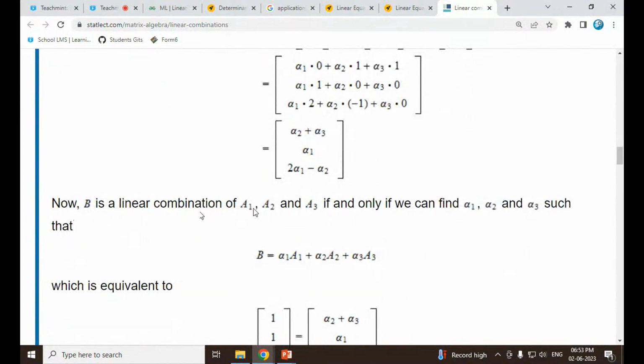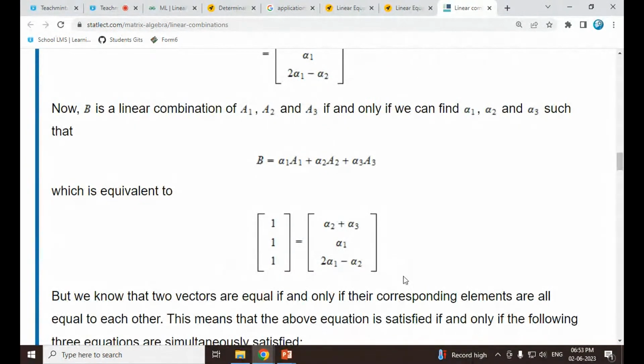Now B is a linear combination of A1, A2 and A3 only if we can find alpha 1, alpha 2 and alpha 3 such that B equals alpha 1 A1 plus alpha 2 A2 plus alpha 3 A3, which is equivalent to this one. Whenever you substitute any value here, it must become 1. With this one, alpha 1 is 1. And if you substitute alpha 1 and alpha 2 here, you should get 1. That's what it is saying.